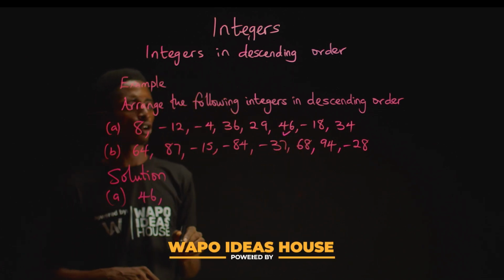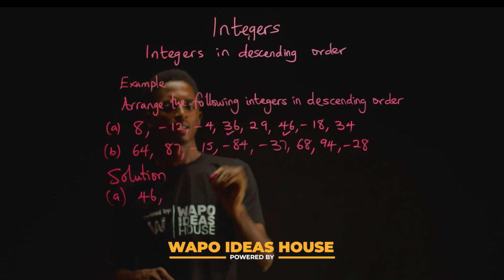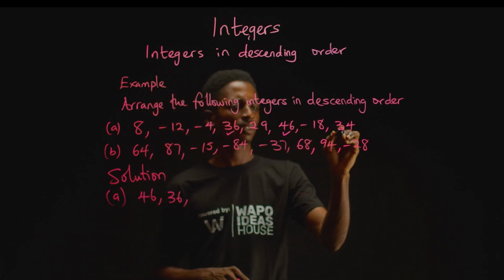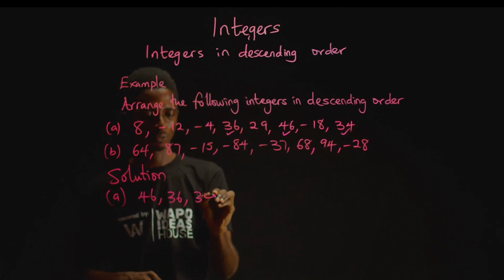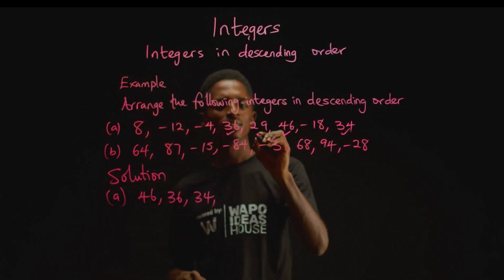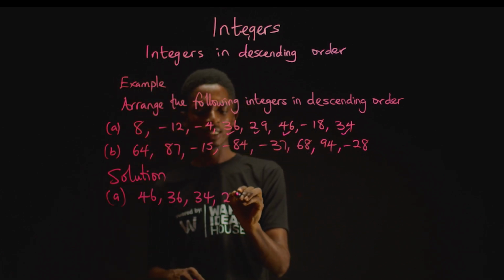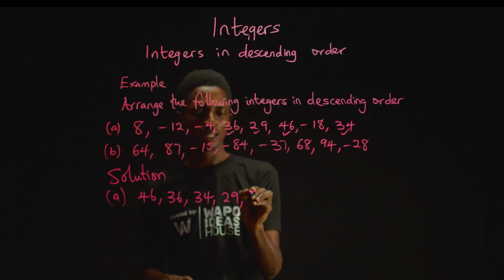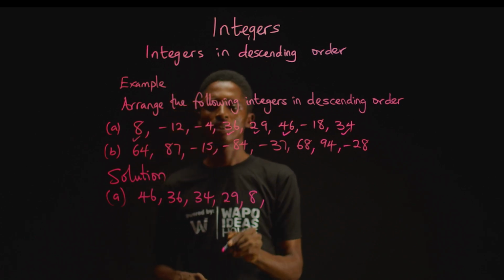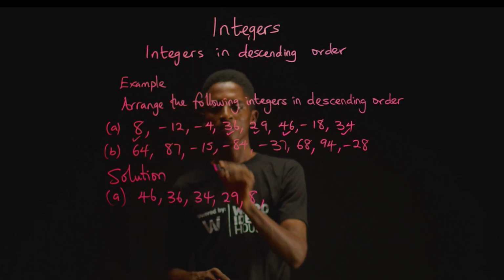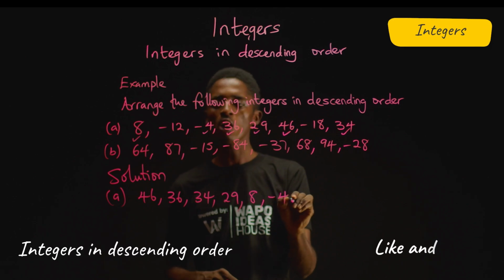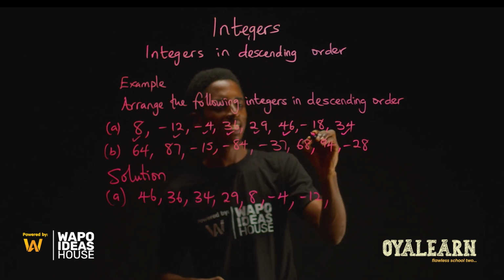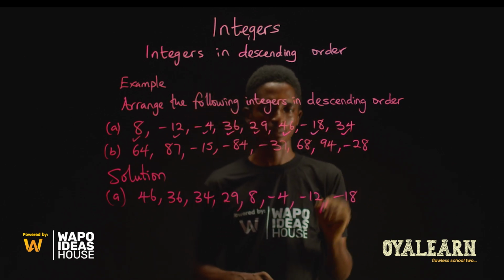46, followed by 36, and then we have 34. Then 29. After that, 8. Then we have which number now? -4, followed by -12, and finally -18.